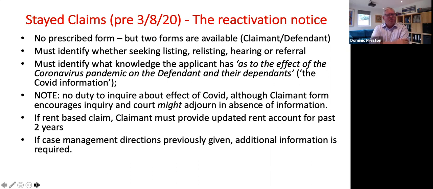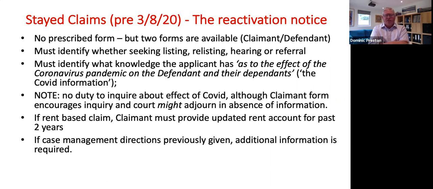The notice must identify whether you're seeking listing, relisting, hearing, or referral. And again, referral is accelerated possession proceedings. It must identify what knowledge the applicant has as to the effect of the coronavirus pandemic on their dependents. And you've heard that phrase from Alice. I'm going to call it for short the COVID information.